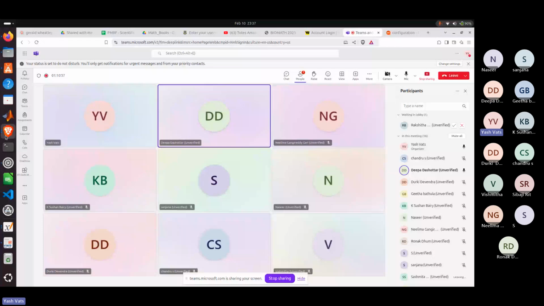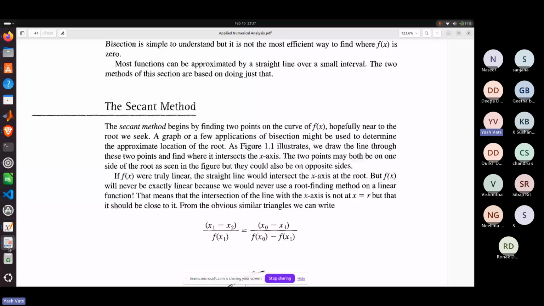So let's discuss the secant method then, if it's all right. Let me read something from the book. The secant method begins by finding 2 points on the curve, hopefully near to the root. So you start with 2 points, but not random ones like in the bisection method. Try to guess the roots, and get starting points near the root.